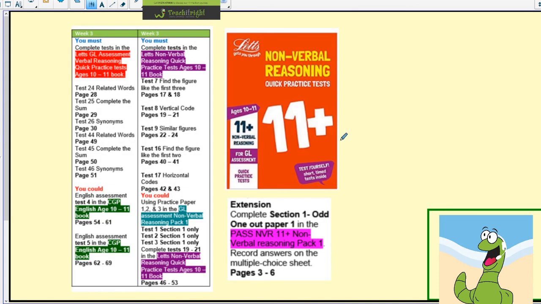The last page that I have to leave you with, guys, is just the homework. So if you want to have a look, this is week 3 for both myself and for Chris. This is my week, so I might as well show you them both. The majority of it is in the non-verbal reasoning book. It's just test 7, 8, 9, 16 and 17.